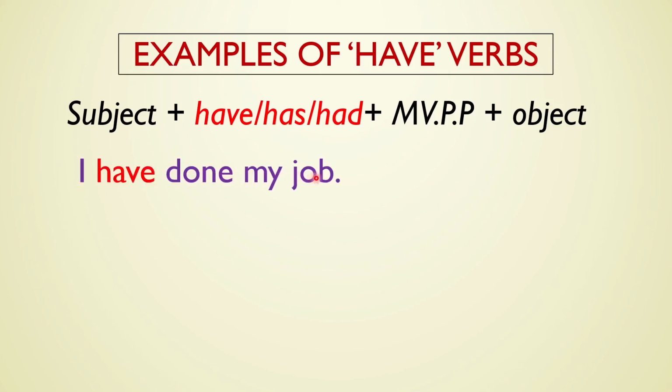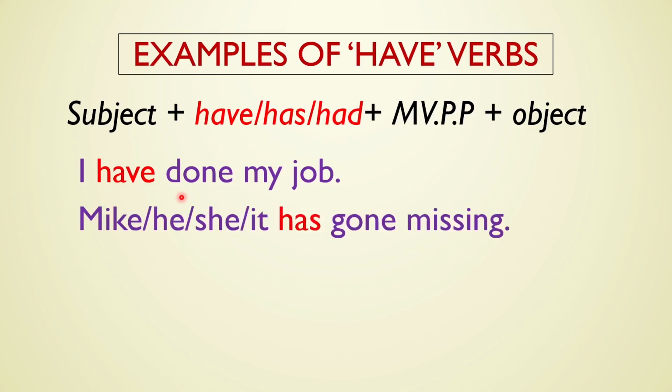Now let's have some examples. I have done my job. So done. Do is the main verb and done is the past participle of do. Why we are using past participle? Because there is have. Have is working as the auxiliary verb here. So have is helping done to express complete meaning in the sentence.